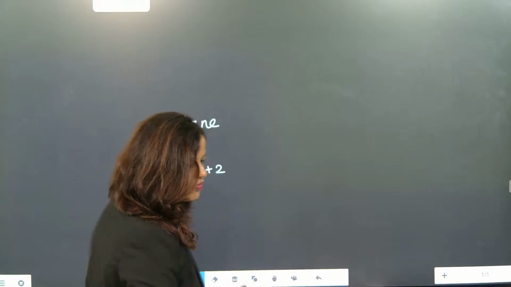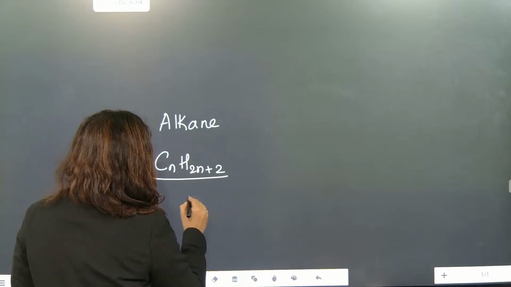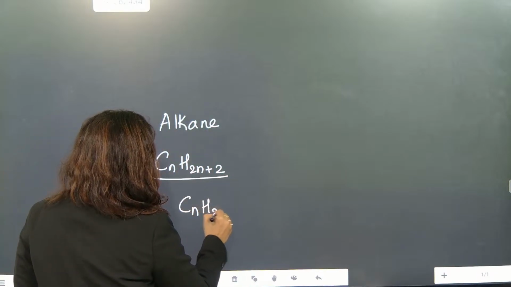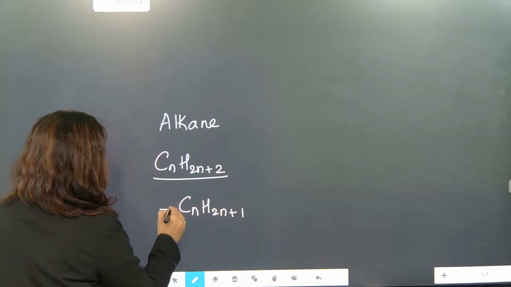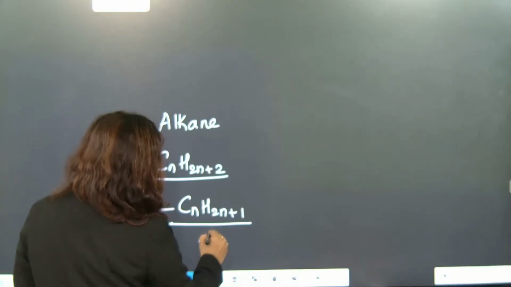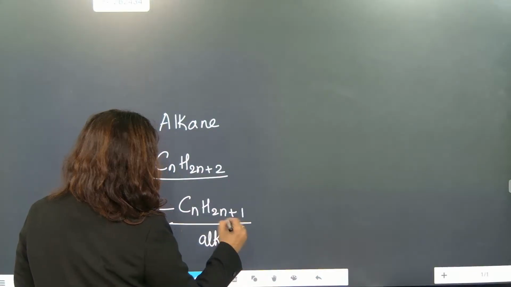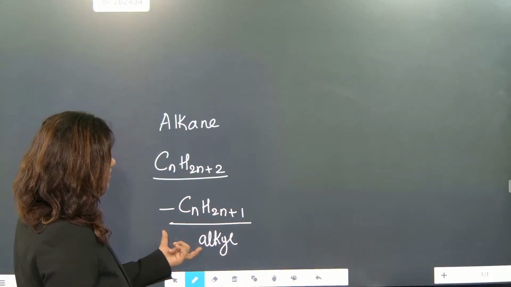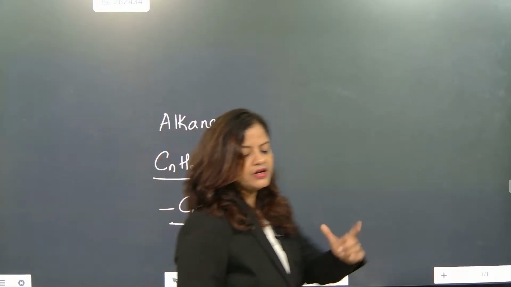So you need to remove one hydrogen. Once you remove one hydrogen, what happens? It becomes CnH2n+1 and one carbon bond is left free like this. So what is this called? This is called alkyl. Got it? This is called alkyl. Now this will be attached to R.